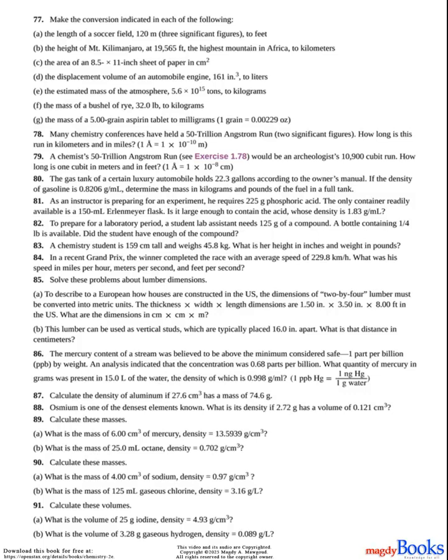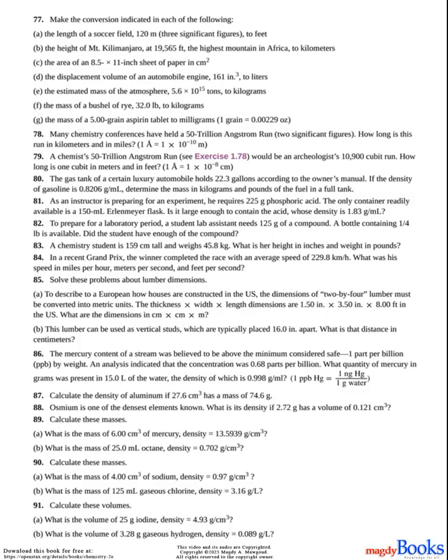D. The displacement volume of an automobile engine, 161 inches cubed, to liters. E. The estimated mass of the atmosphere, 5.6 × 10^15 tons, to kilograms. F. The mass of a bushel of rye, 32.0 pounds, to kilograms. G. The mass of a 5.00 grain aspirin tablet to milligrams, 1 grain equals 0.00229 ounce.